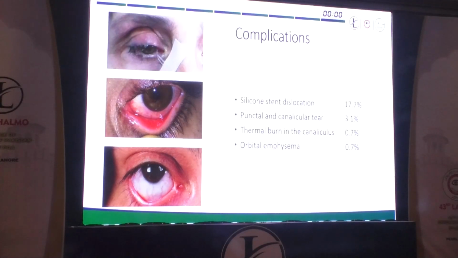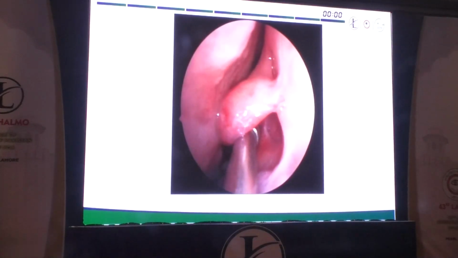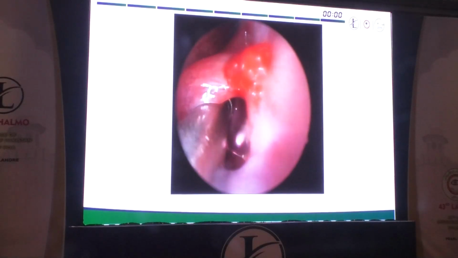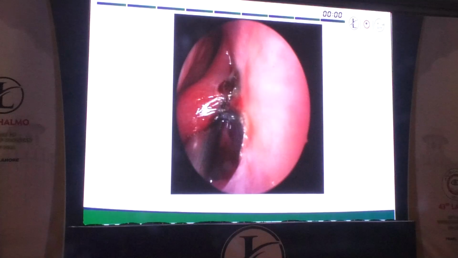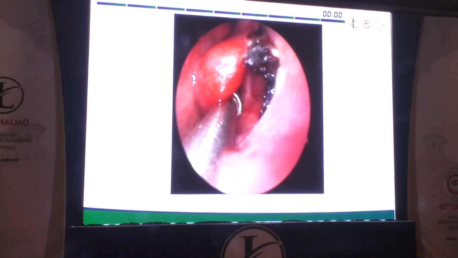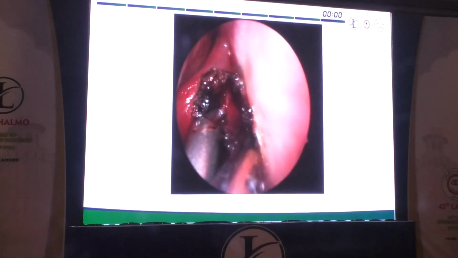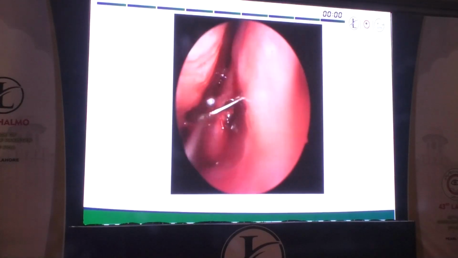And there was one orbital emphysema, which can be seen in any type of DCR. This was an interesting case where we learned a lot. This patient was referred to us after a failed endoscopic DCR, and we made an uneventful, very simple laser DCR in this case. And we didn't notice anything wrong. But after the surgery, the patient kept tearing and was not happy.